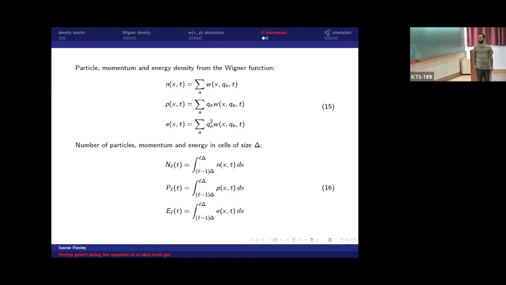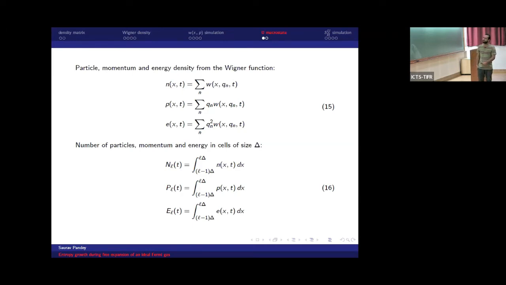The U macro state at some time t is basically the collection, the knowledge, of all these N, P, and E values for all cells at that time. That is what defines the macro state, and it's coarse grained. It doesn't tell you the microstate exactly. So it's a coarse grained description.